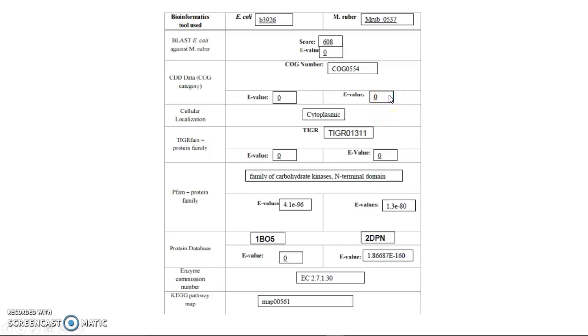Cellular localization gave us a prediction that it's going to be in the cytoplasm. And when we looked at TIGRFAM and compared them, it gave us a 0 value as well. So that was a very, very good sign. When we looked at the Pfam, we had a family of carbohydrate kinases for both the organisms.